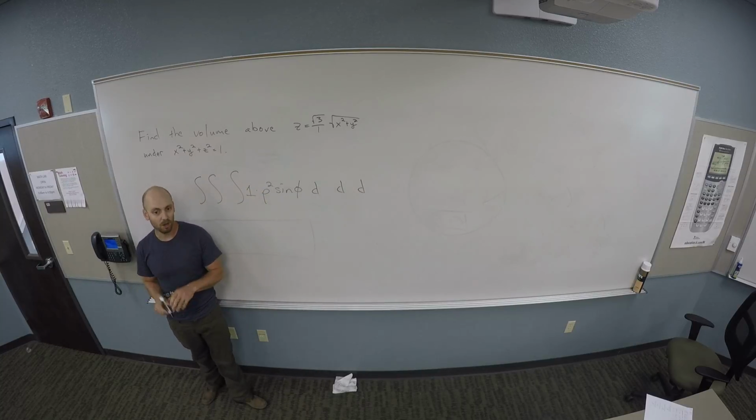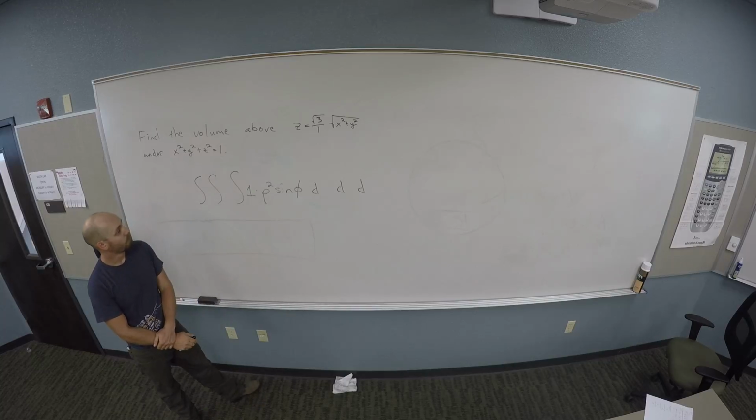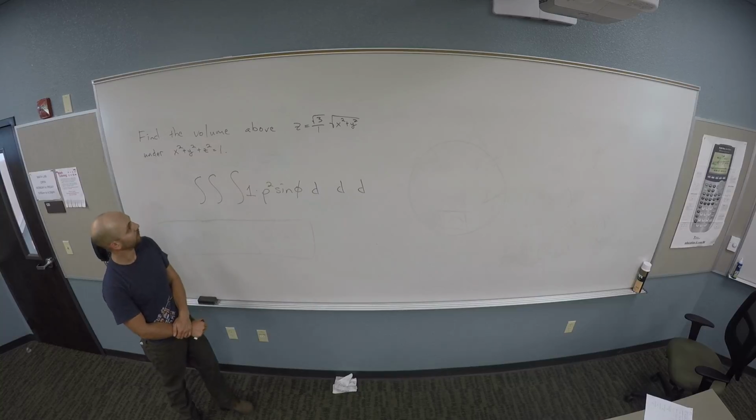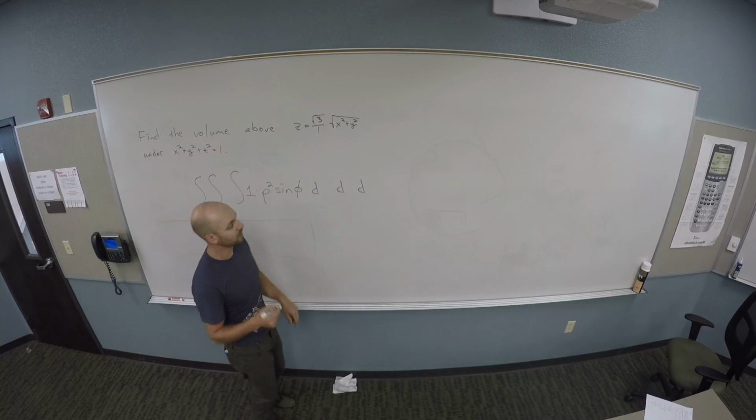Okay, so thoughts? Which order would be easiest? Phi first would be the closest, probably. Right? Phi first, yeah, because we can get rid of all the phi's. Okay, you want to do phi on the inside? Okay, so where do the phis range?